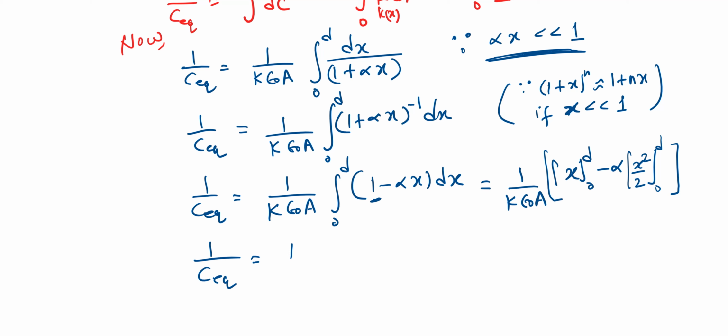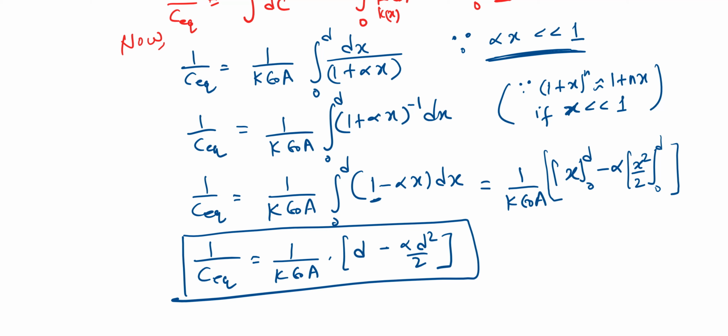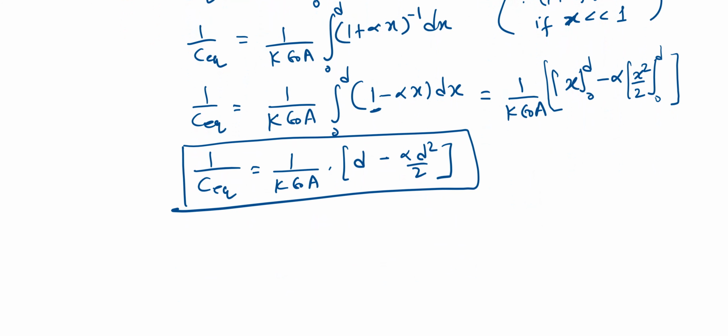If you put the limits, what will be the answer? You'll get 1 upon k epsilon naught A into (d minus alpha d square by 2). So this is 1 by C equivalent. Have we reached the answer? No, we have not reached the answer because this is 1 by C equivalent and the question asks for the equivalent value of the capacitance.